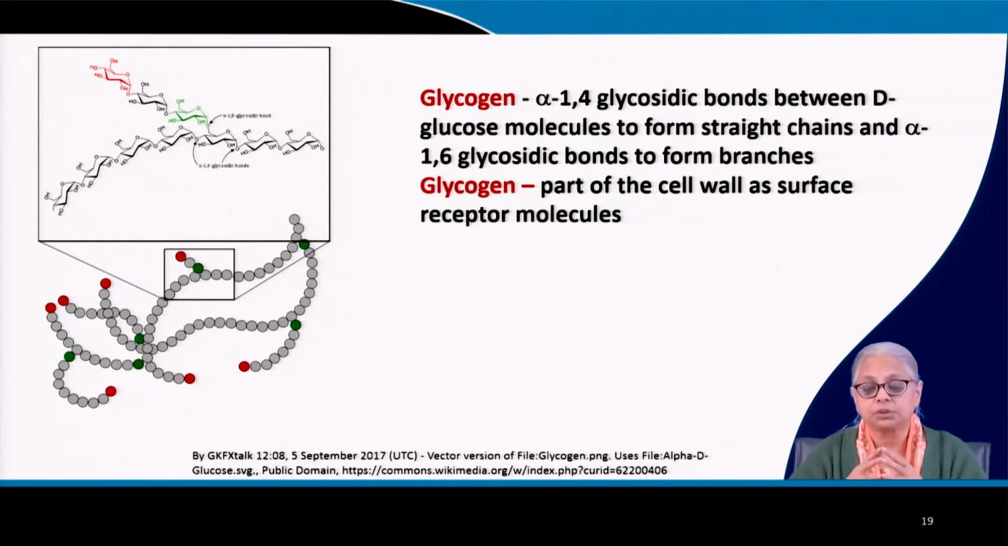And then we come to glycogen. Glycogen has a mix of alpha 1,4 glycosidic bonds and alpha 1,6 glycosidic bonds. It is a part of the cell wall, it's a surface receptor molecule, and it is branched. So the straight part of the molecule is made by alpha 1,4 glycosidic bonds, just like starch, and wherever there is branching, that is the alpha 1,6 glycosidic bonds, and that is the difference between starch and glycogen. So this is again a very interesting point in sugars and polysaccharides.